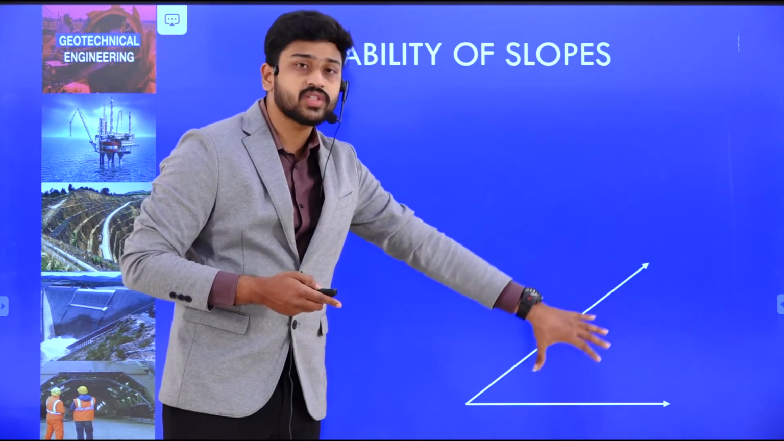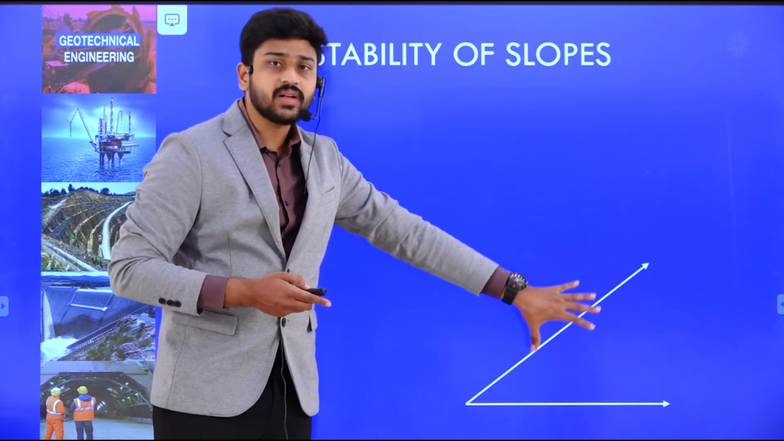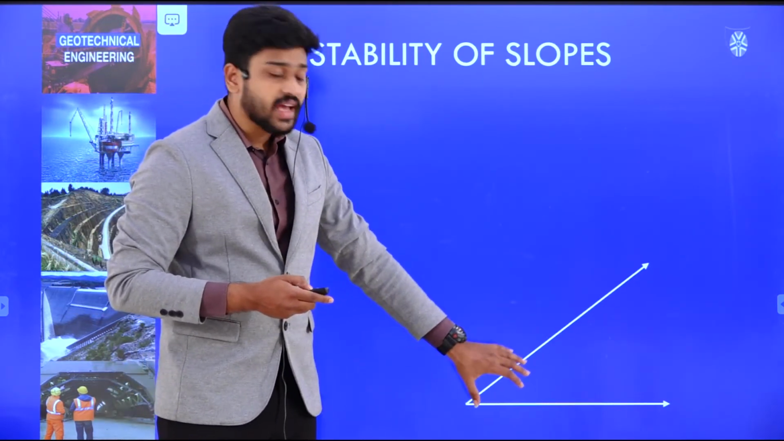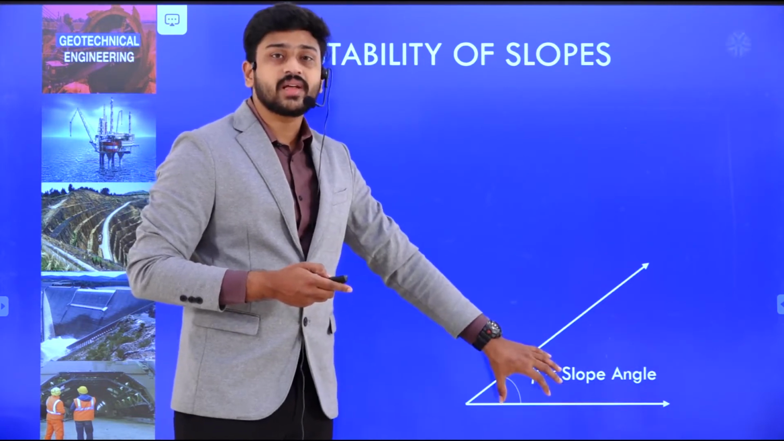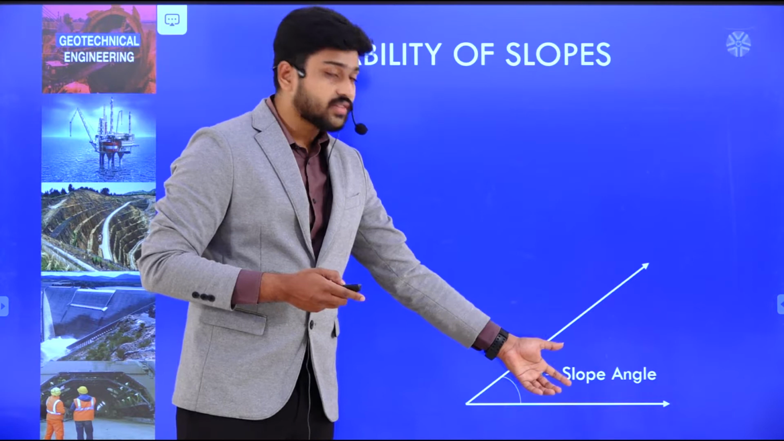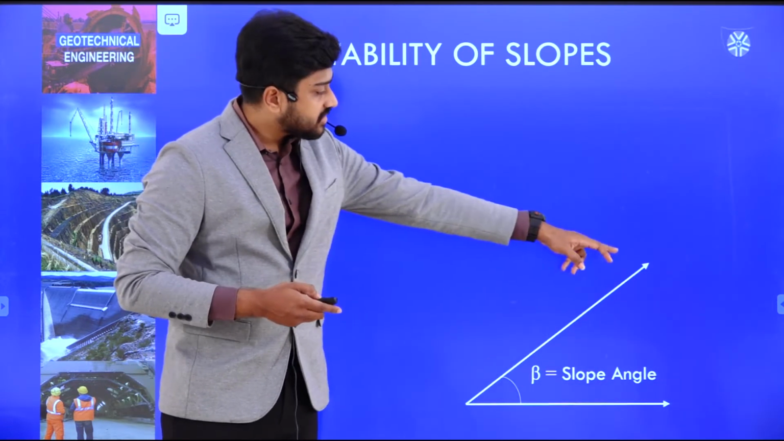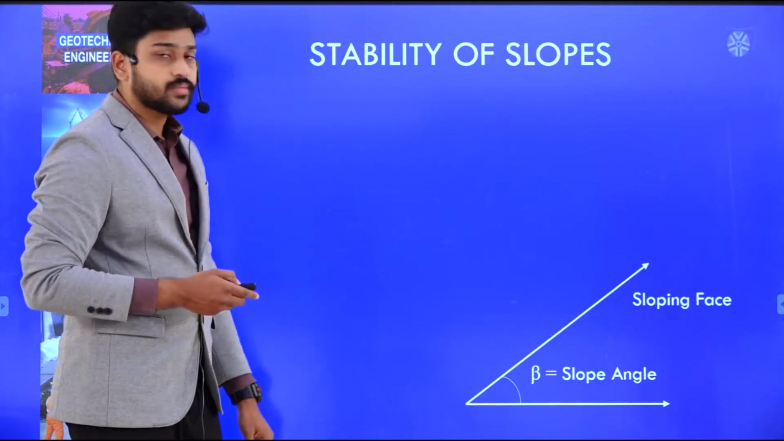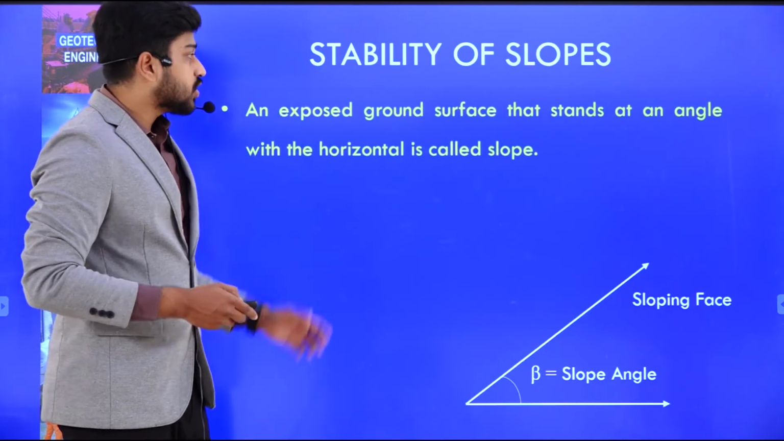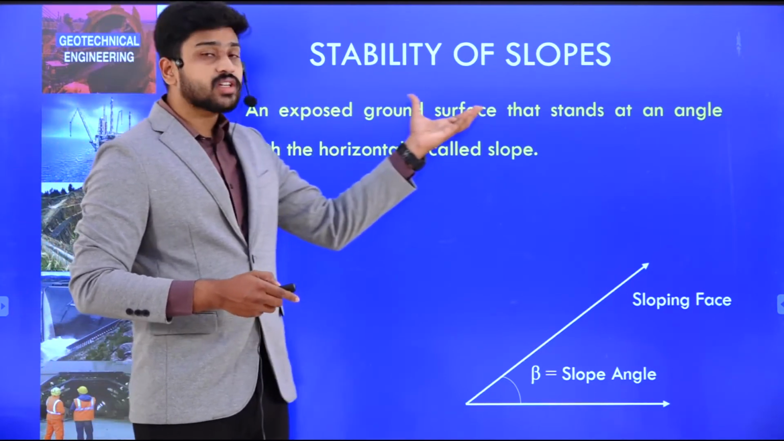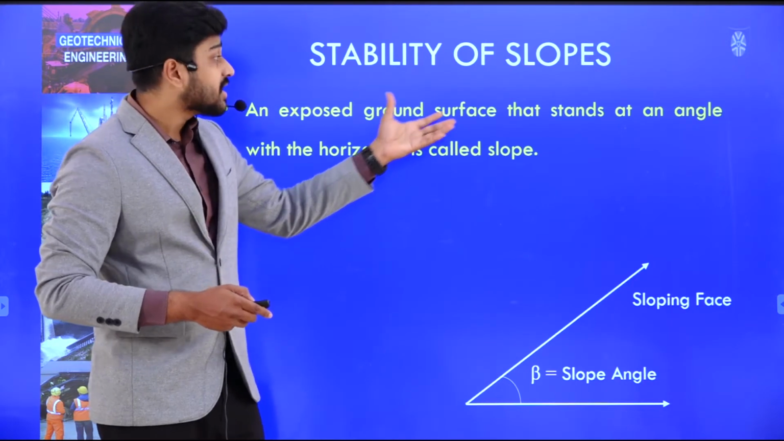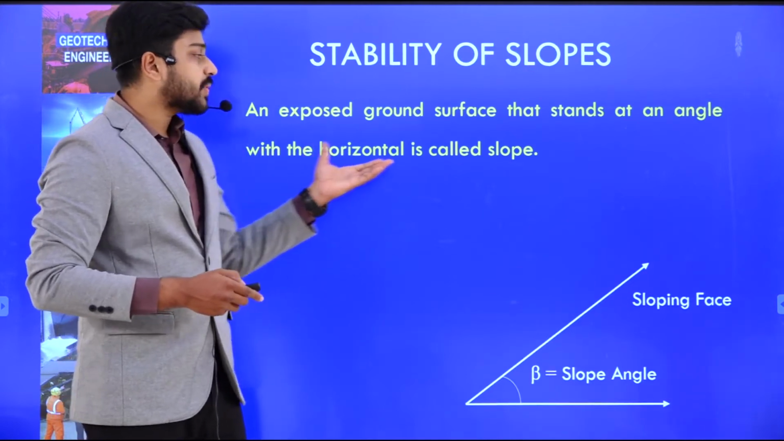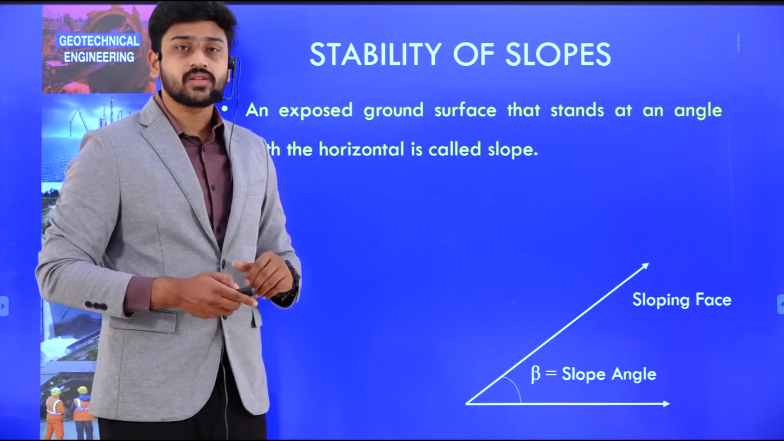If you consider this as a homogeneous body, this entire part is a wedge sort of form, and this is nothing but my sloping surface. The angle, represented as beta here, is the slope angle. This inclined surface with a slope angle beta is my sloping surface. So it can be stated that any exposed ground surface that stands at an angle with respect to the horizontal, the slope angle, can be simply defined as a slope.